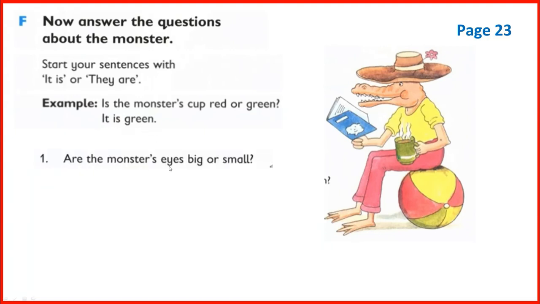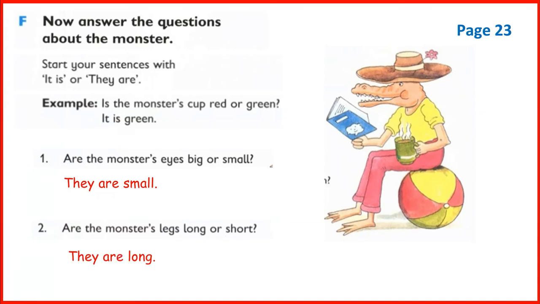Number 1, are the monster's eyes big or small? Now you can see here they are small. Yes, the monster has got small eyes. So you write here they are small. Number 2, are the monster's legs long or short? The monster has got long legs. Okay, so you write they are long.